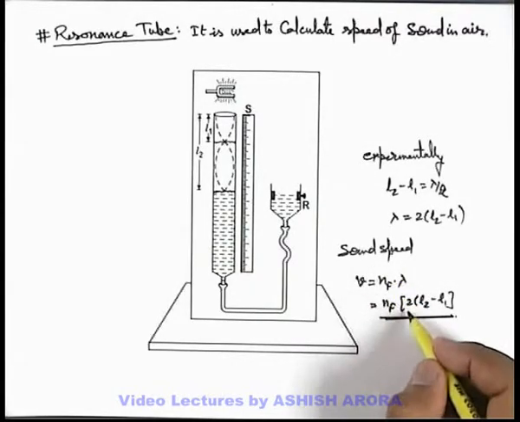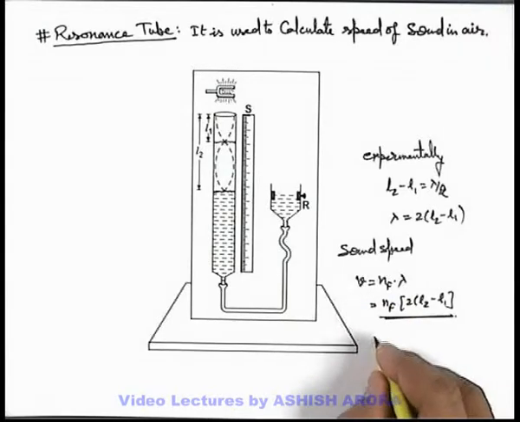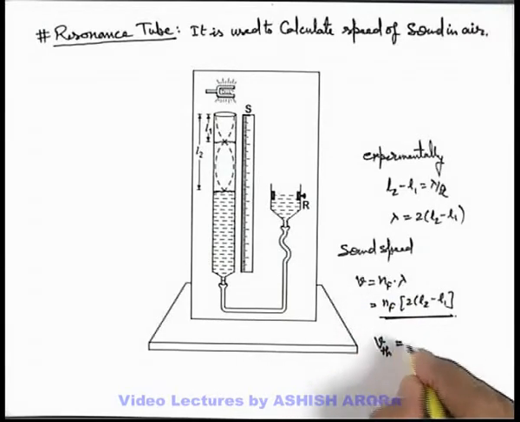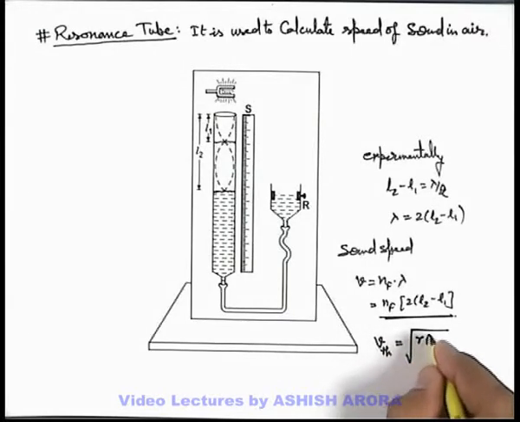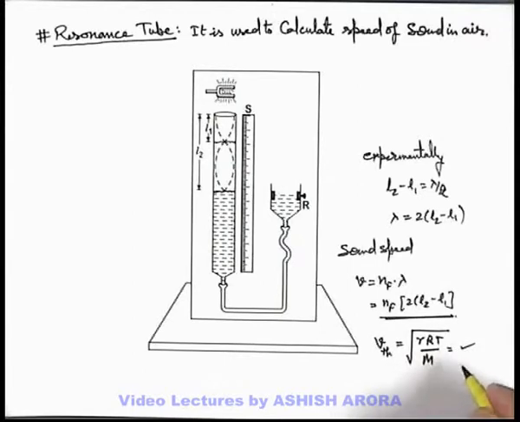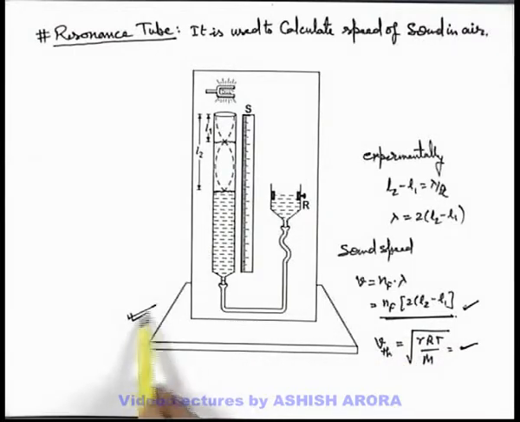This is the experimental speed we have calculated. And theoretically its speed can be calculated as root of gamma RT by M. And using this expression, the theoretical speed can be calculated and we can compare the experimental and theoretical value. And if there is any difference we can analyze the factors due to which it is happening. So this is the way how experiment of resonance tube is carried out. To measure the experimental value of sound speed in air.